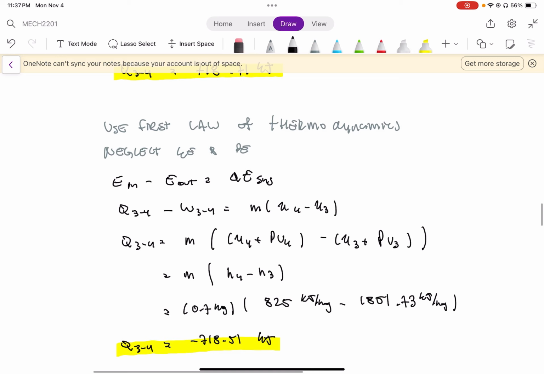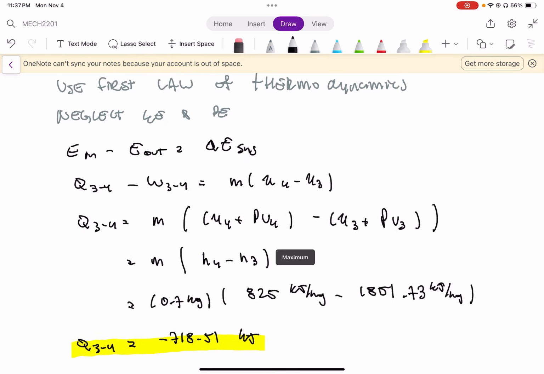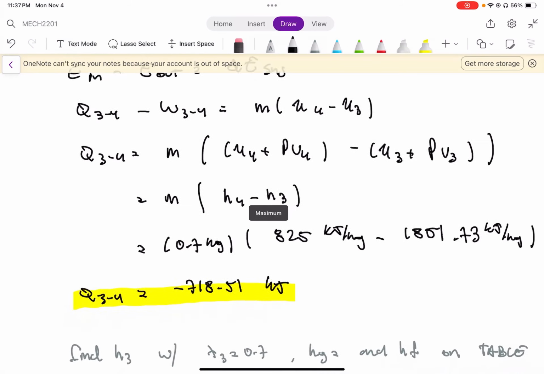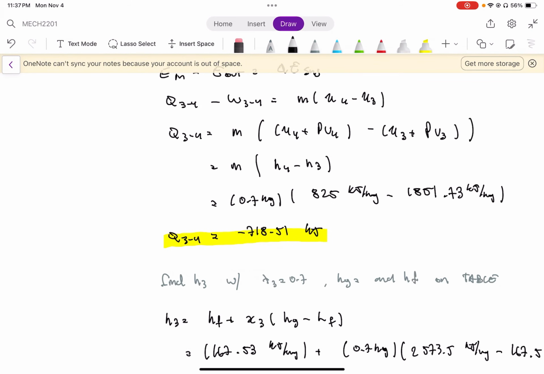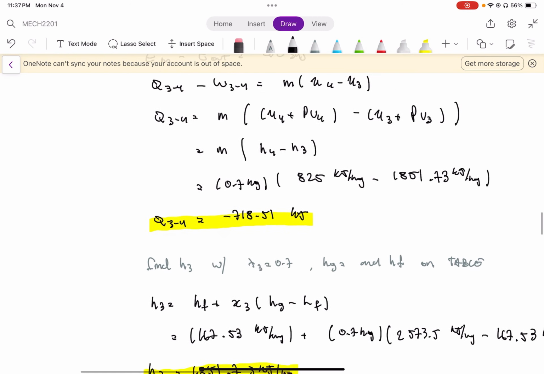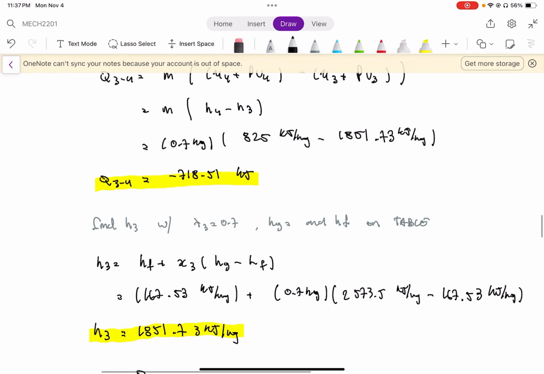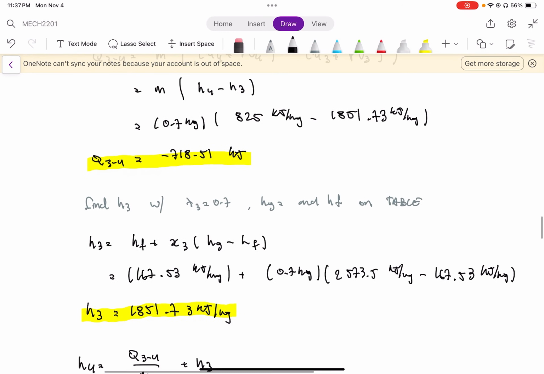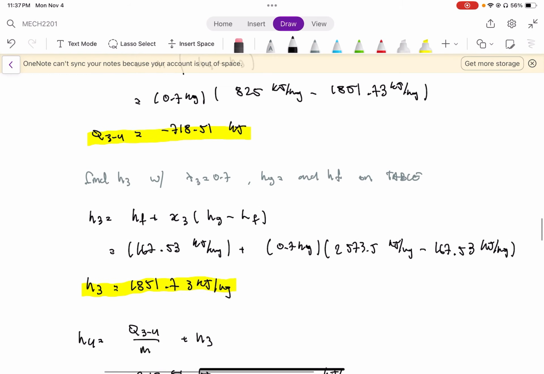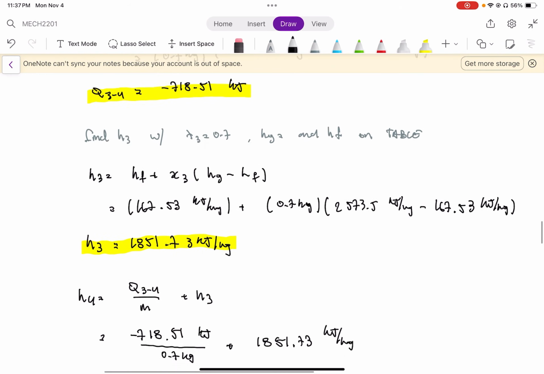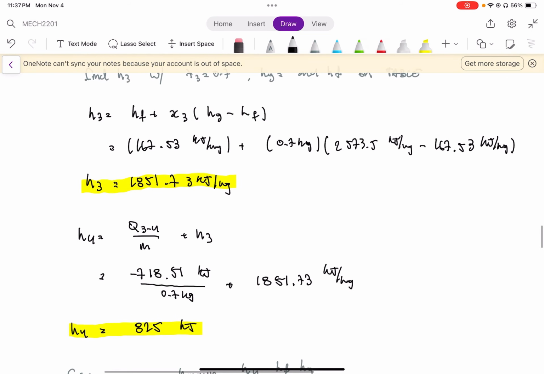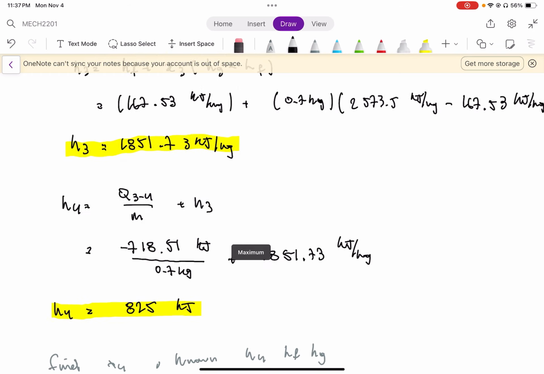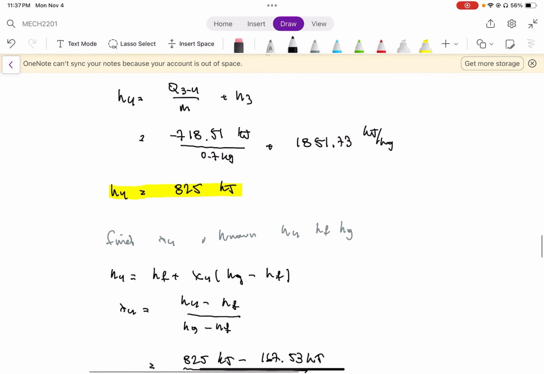By simplifying and plugging in our values, we find that Q3 to 4 is negative 718.51. We can find h3 with these values, x3, hg, and hf from the table, using yet another variation of the formula. We find h3 is 1,851.73 kilojoules. For h4, we're going to use this formula, and we find h4 is 825 kilojoules.